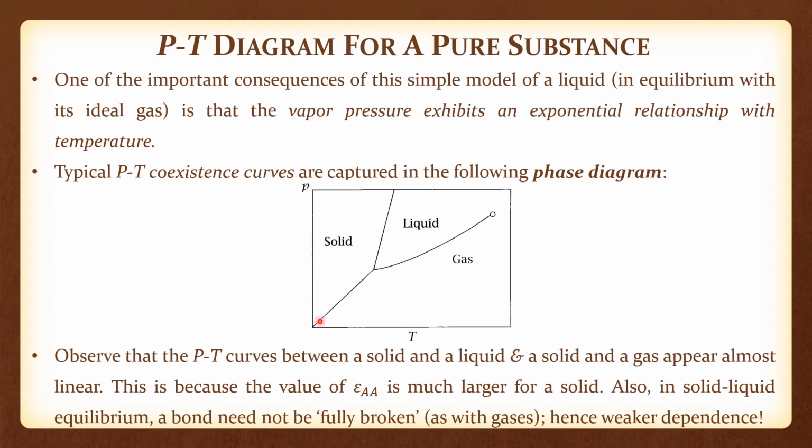So observe that the PT curves between a solid and a liquid and a solid and a gas appear almost linear. And this is basically the consequence that the epsilon AA is very large, and therefore you are looking at a small value of exponential change, and that is approximately a linear behavior. Also keep in mind that for a solid-liquid equilibrium, a bond need not be fully broken, as with gases, in the sense that you are not ascribing complete translational degrees of freedom to a molecule that has gone from a solid to a liquid phase, and hence there is additionally weaker dependence.